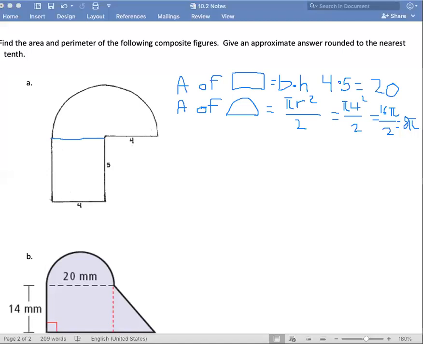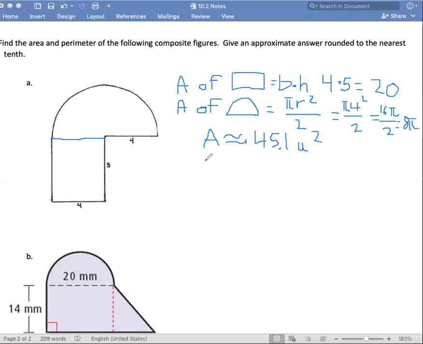So instead, just go to your calculator and type in 20 plus 8 pi. And to the nearest tenth, that is going to give you the area is approximately equal to 45.1. And because there are no units noted in the diagram, we're just going to say this is U. We're going to say 45.1 units squared is approximately what the area is equal to.